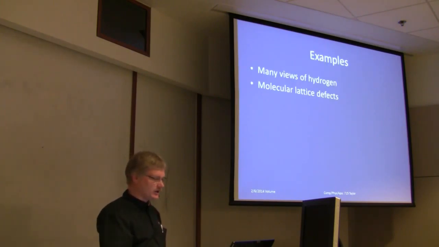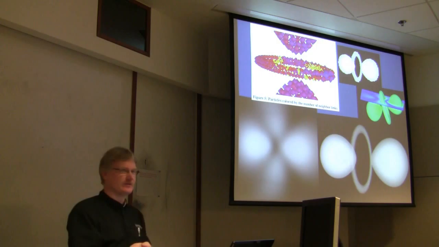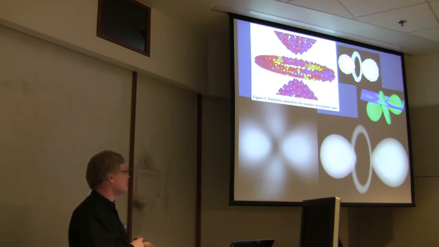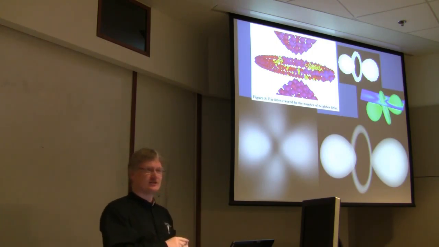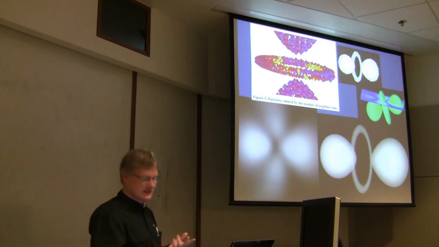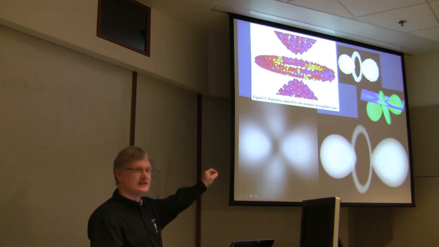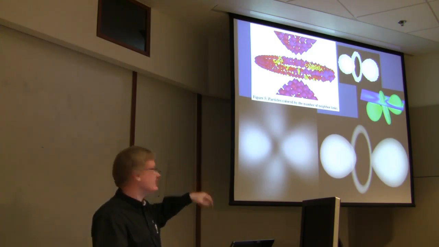All right, I'm going to show a couple of examples here: many views of hydrogen, and then molecular lattice defects. This is pulling together all the different views that we've seen of hydrogen with different rendering styles. We went through many of these in the earlier lecture on which is good for answering which questions, and some of them are good for other things. If you want to know, if I'm going to fly through this, how likely am I to run into something else, then you want this density accumulation, right? Because that's a great answer to that question.